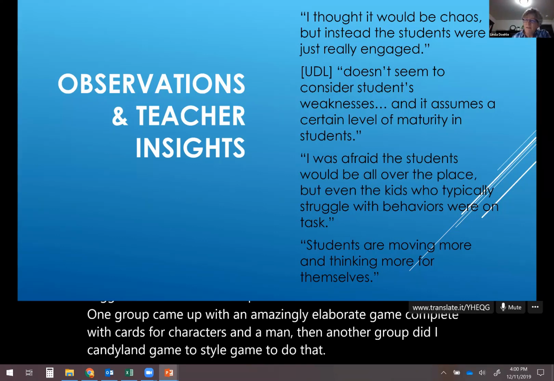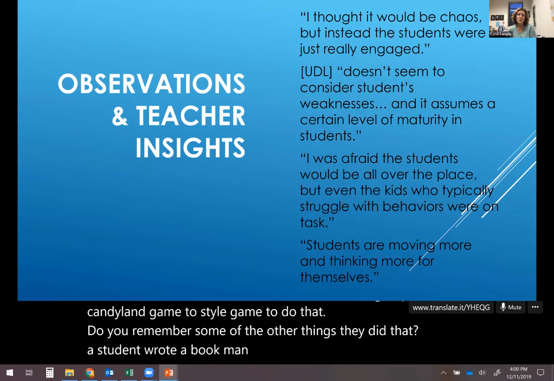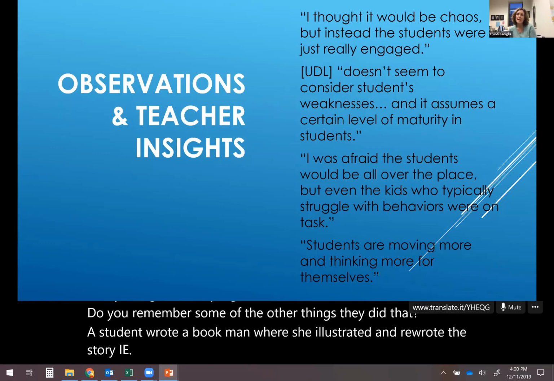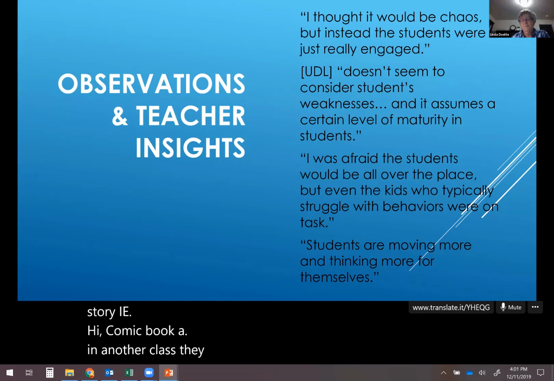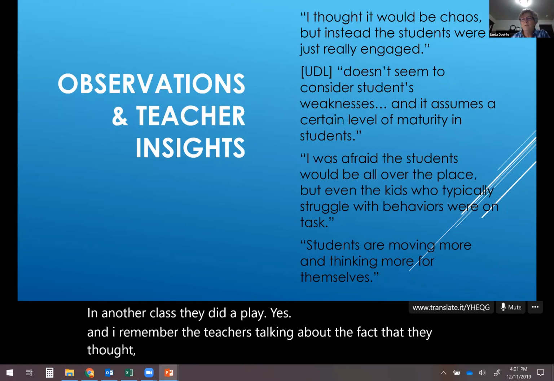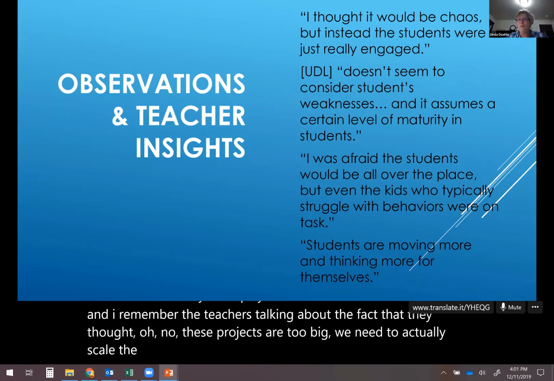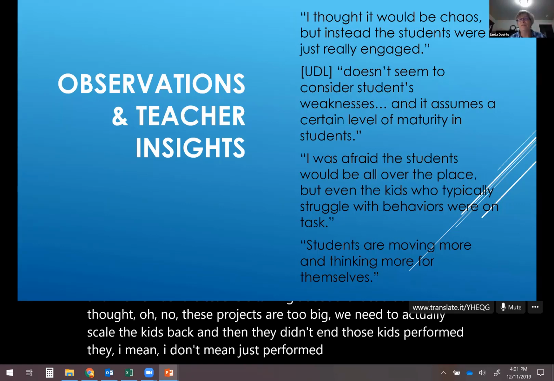Do you remember some of the other things they did? A student wrote a book where she illustrated and rewrote the story. A comic book. In another class, they did a play. Yes. Mm-hmm. And I remember the teachers talking about the fact that they thought, oh no, these projects are too big. We need to scale the kids back. And then they didn't. And those kids performed. I don't mean just performed with a play. I mean, they actually accomplished their projects.